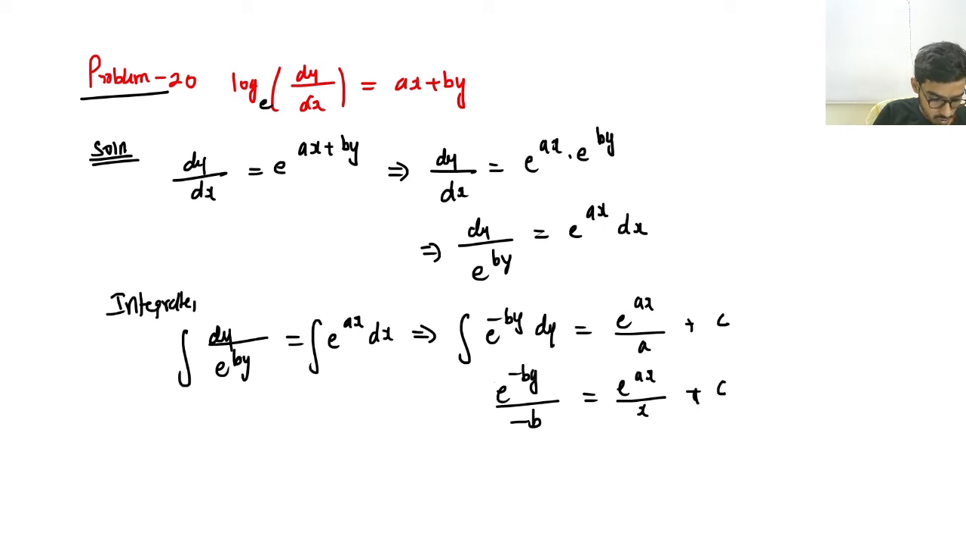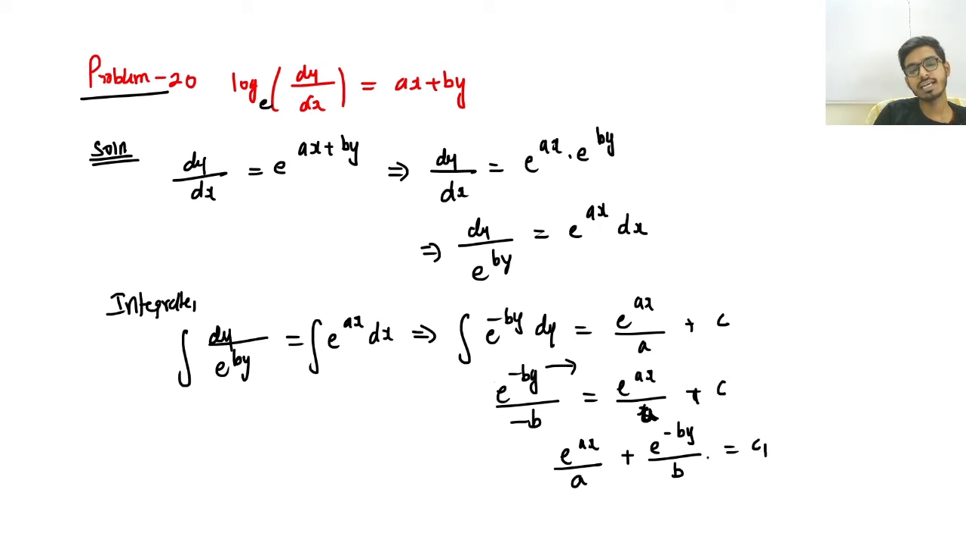Or you can also simplify this to some more extent. You can also take LCM, right? So if you take LCM, what you will have? So e power ax divided by a. Let us bring this term that side. So this will be plus e power minus by divided by b.